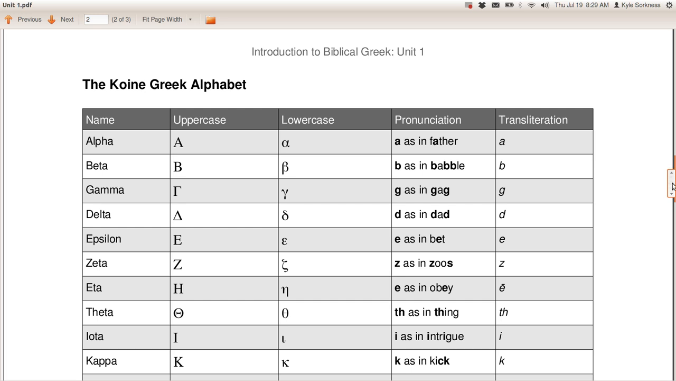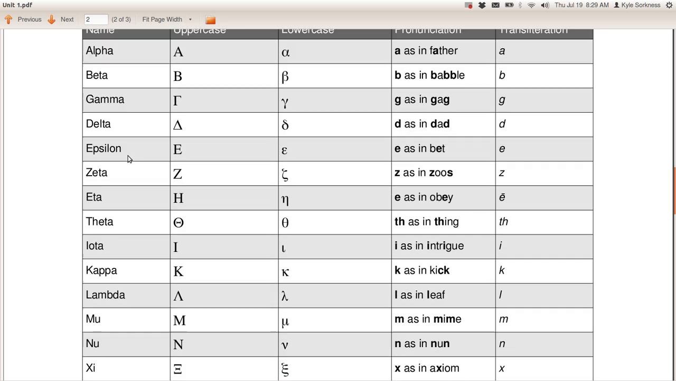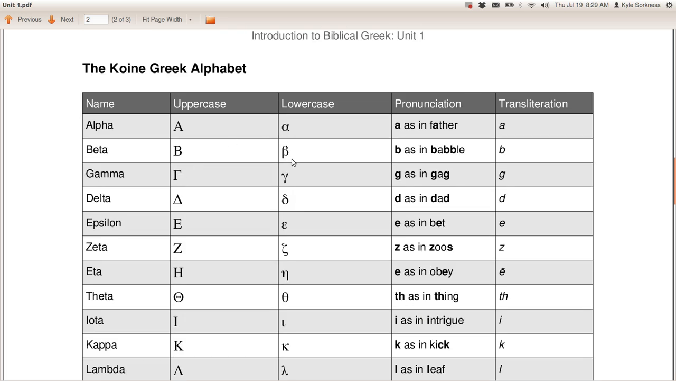So here's the Koine Greek alphabet. In the first column here you see the name of the letter. Then you see its uppercase form, its lowercase form, its pronunciation with an English example, and then its transliteration. I'll get to explaining transliteration in a minute. So first let's just run through the names of the letters.